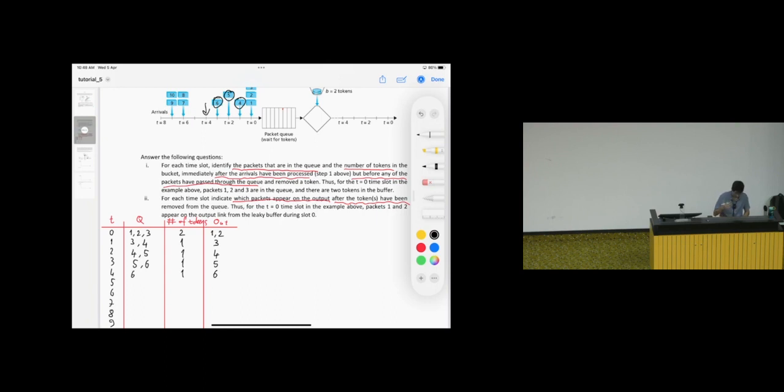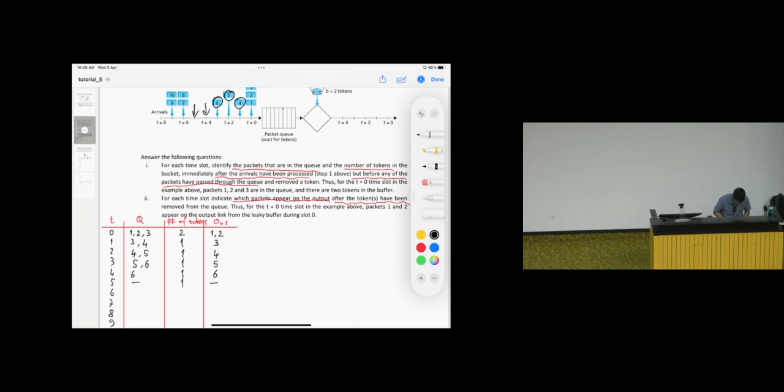In the next time slot, I am left with no packets in the queue, and there are no new arrivals, so I have nothing in here. I had one token. I spent it to remove packet number 6, but there is a new arrival, so I still have one token. That token will not be removing anything because there is nothing in the queue.